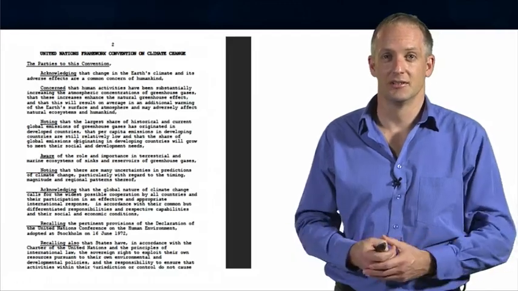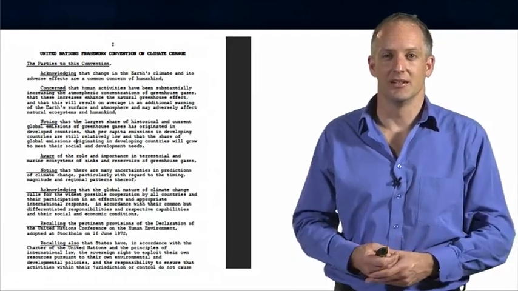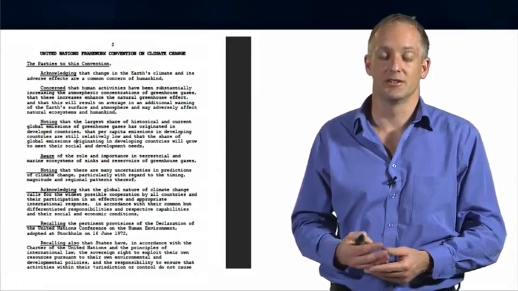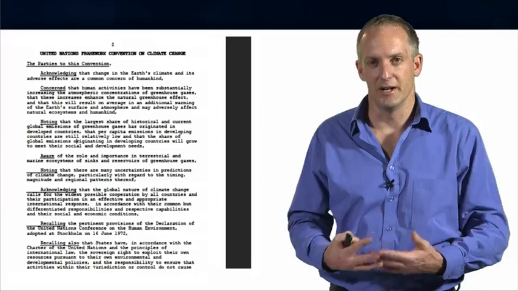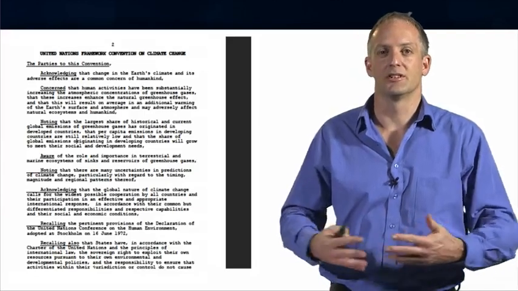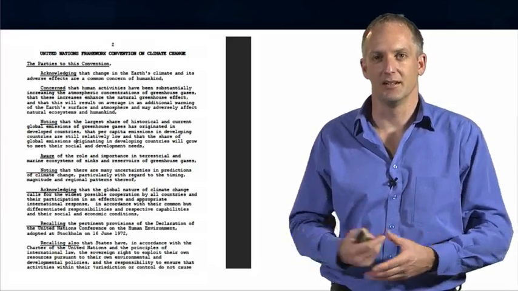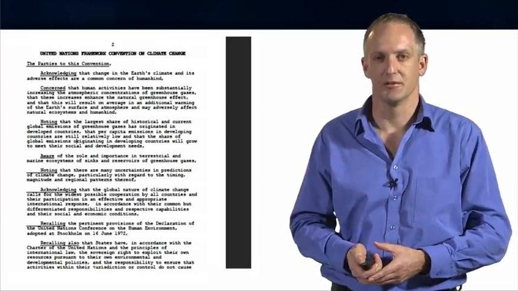It looks like this. It's a bunch of words on a page. And the meaning of these words and what they do and don't allow and what they do and don't seek to achieve is the fundamental starting point for all the subsequent development around the climate regime. And these were laid down in the negotiations leading up to the Rio Convention.